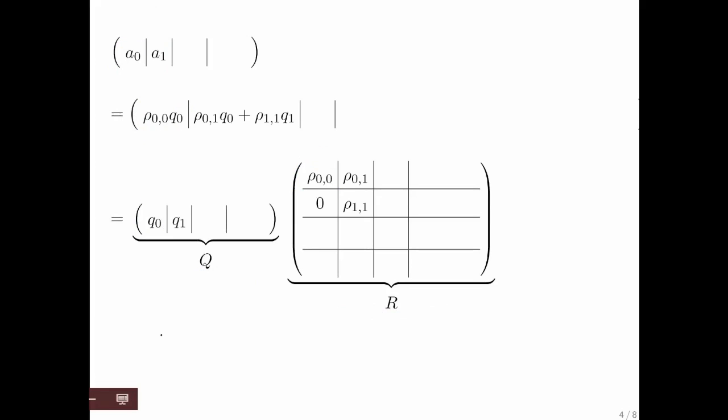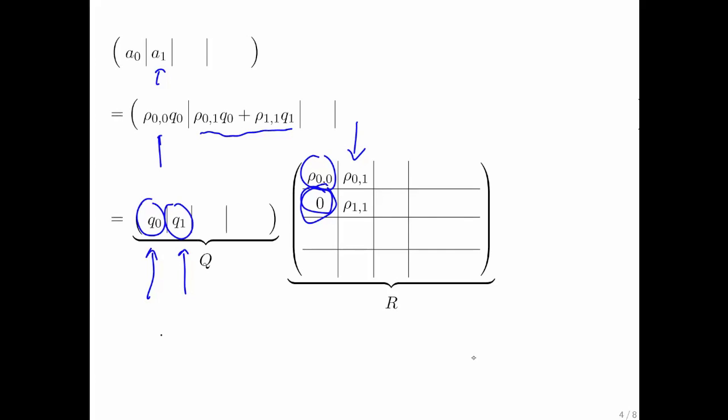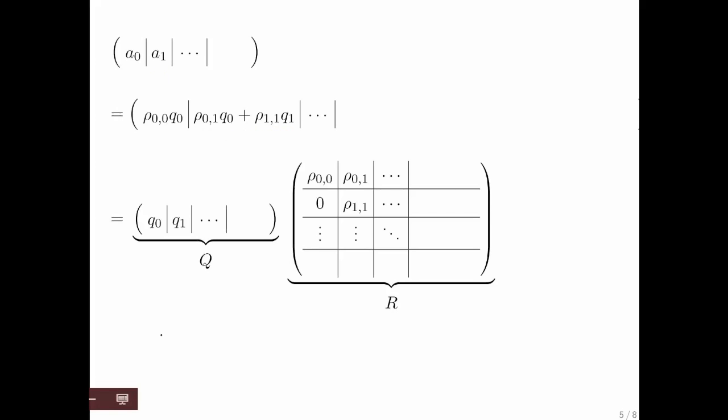Now let's look at the next vector, A1. A1 is a linear combination of the vectors Q0 and Q1. If we place Q0 and Q1 in matrix Q, and we place rho 0,1 and rho 1,1 in the next column of our matrix R, and importantly we place a 0 here so that if we do this times that plus this times that, we still end up with this result right here, then we see how all of these are related. We can continue like that.